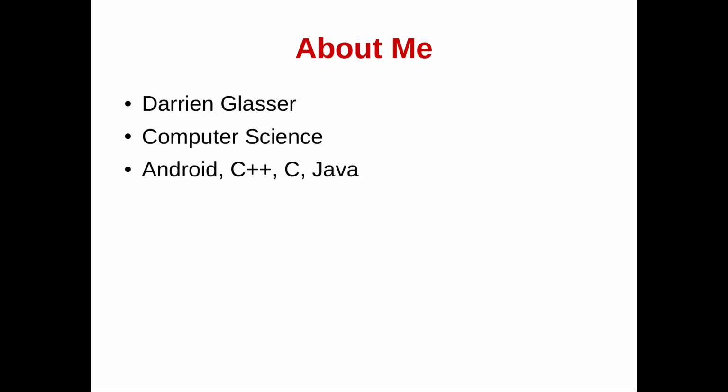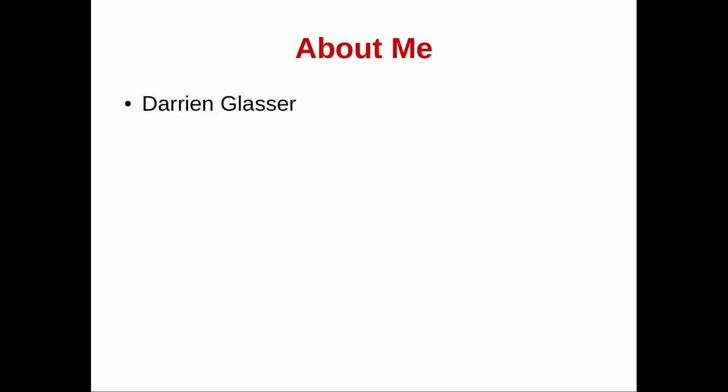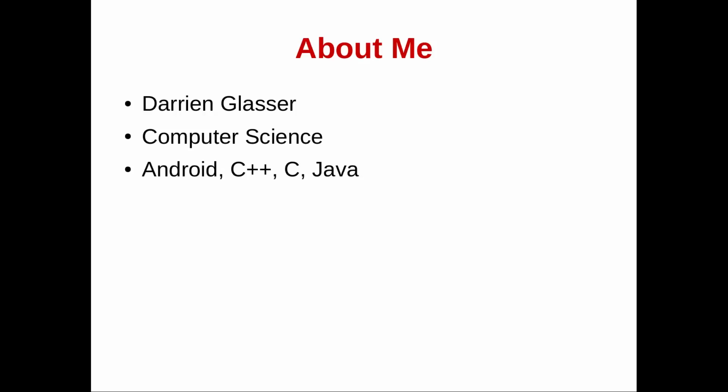I'm Darian Glasser. Let's do a quick about me, just so you know who I am. I'm a computer science major here at UMass Lowell. I'm a sophomore right now. Technically, I could be a junior, but I'm in a co-op right now. I know Android, I know C++, I know C, I know Java. I know all your basics, so know that you're in pretty good hands for the most part.